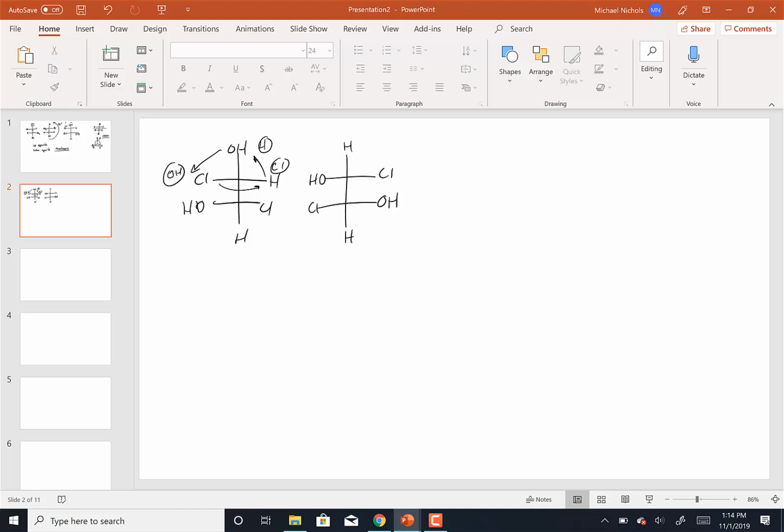Is it meso? OH, OH, H, H, CL, CL. The left-hand molecule is meso. Then I do the same thing on the right-hand molecule. Is the right-hand molecule meso? No, because these two hydrogens are already lined up, and the CL and the OH aren't. So that makes this one not meso.